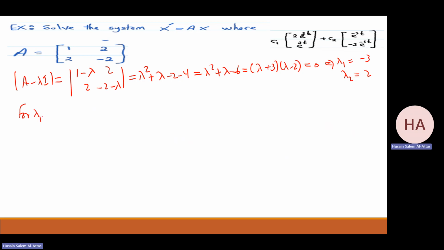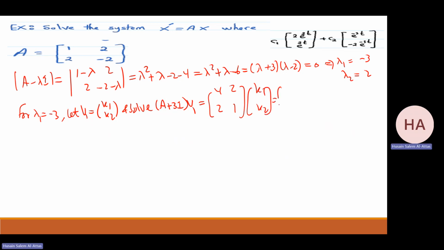Now, for lambda 1 equal minus 3, let v1 be k1, k2. 2 by 2 is easy. Solve this: A plus 3I times v1, which is 1 plus 3, that will be 4, 2, 2, minus 2 plus 3, that will be 1, times k1, k2 equals 0, 0. I have these two equations, very clear, they are the same: 2k1 plus k2 equals 0. Multiply the second one by 2, you get the first one. So I have k2 equal minus 2k1.